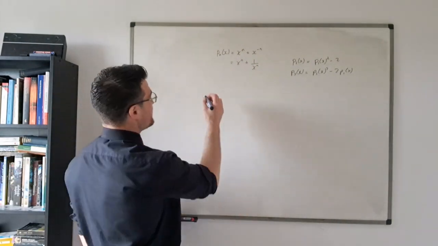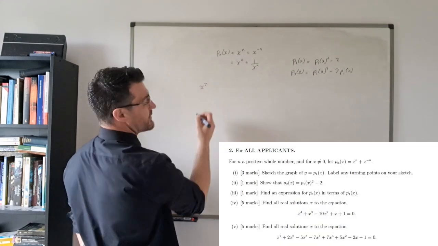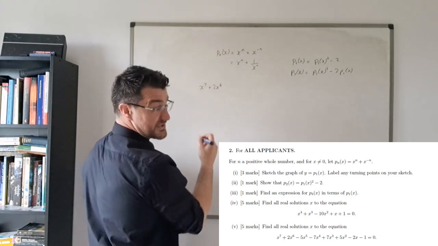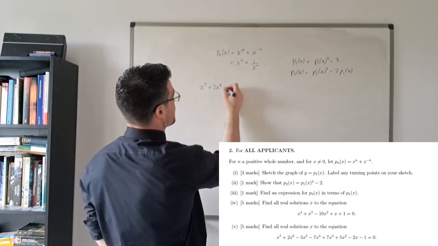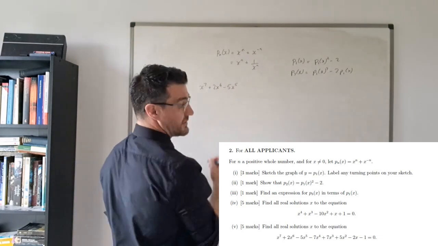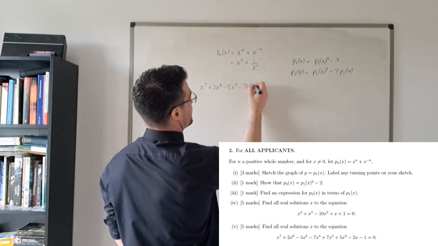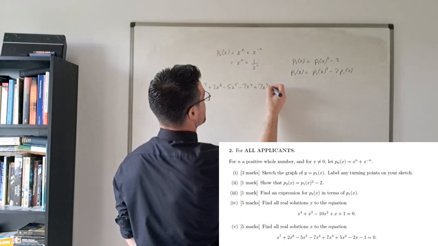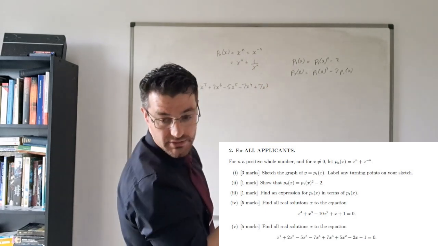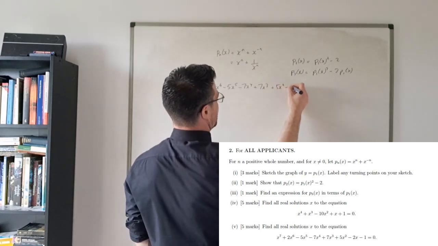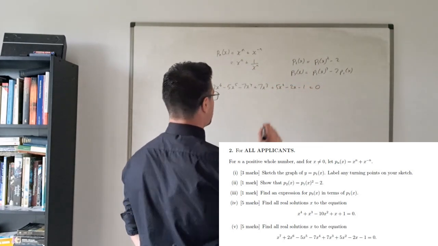It's similar to the previous one, except we need to solve the equation x to the power of 7 plus 2x to the power of 6 minus 5x to the power of 5 minus 7x to the 4th plus 7x cubed plus 5x squared minus 2x minus 1 equals 0.